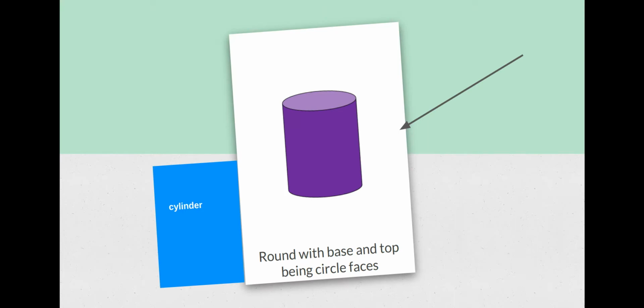Here is a cylinder. And a cylinder is round, but the top and the bottom, the base, are circle faces. If you go into your kitchen and you find a can of soup, maybe your favorite soup is chicken noodle, it usually comes in a can, and that would be a cylinder. So that's a shape that you can find at home.